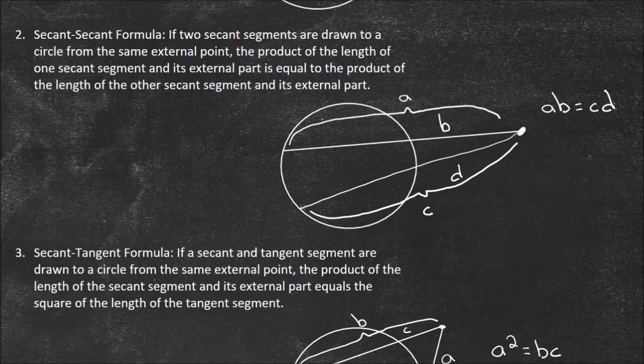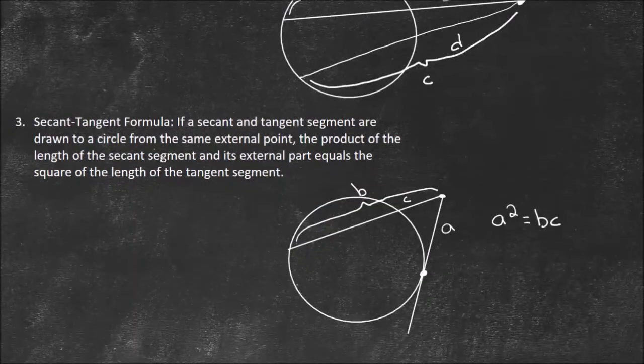So now let's think about what it's saying. It's saying that if I have one secant and they meet at the same external point, it's another product, multiplication. So I'm going to take the length of the entire segment, which is C, multiply it by its external part, which is D, and that has to equal the same thing with the other secant. So A is the entire secant length multiplied by B, that external part.